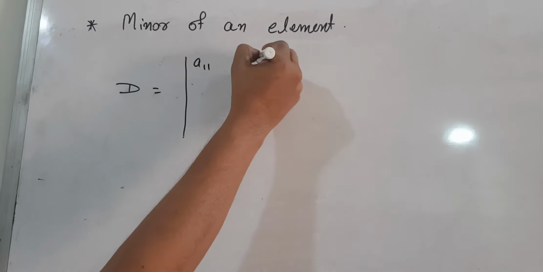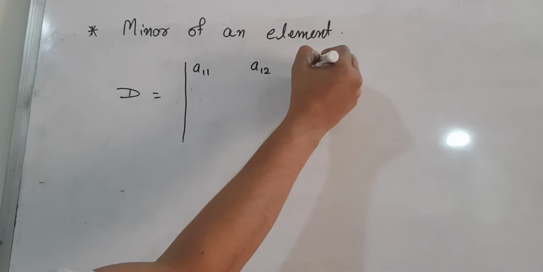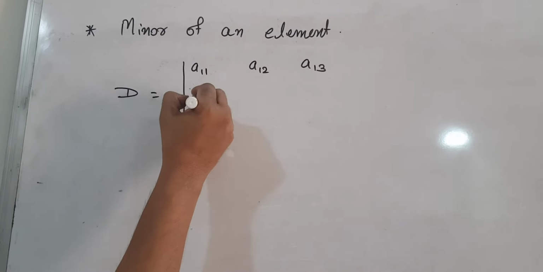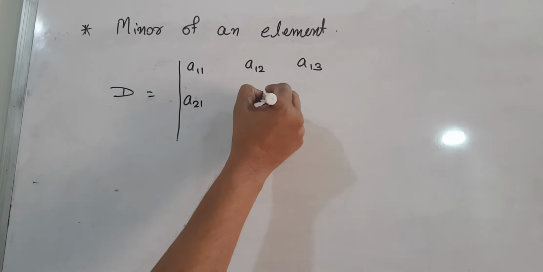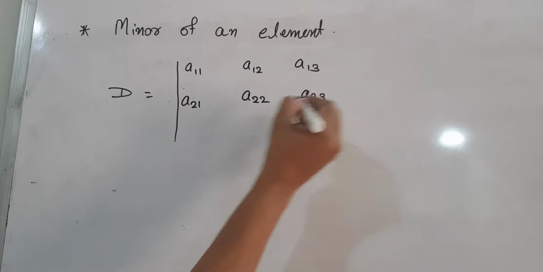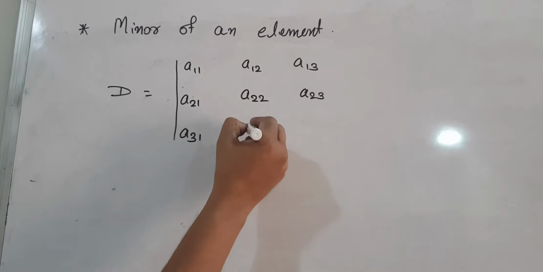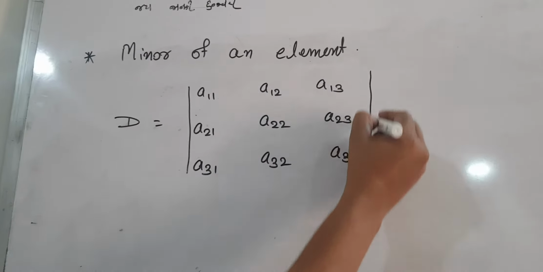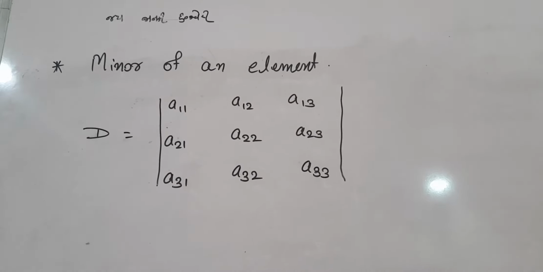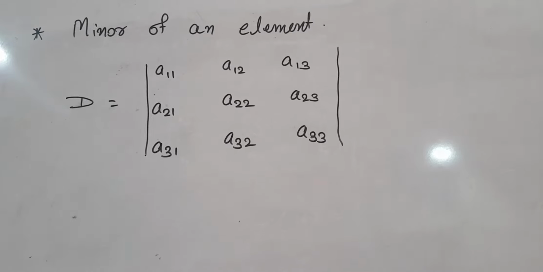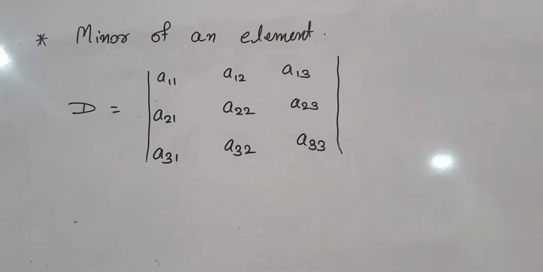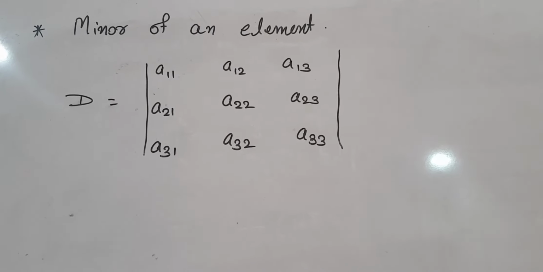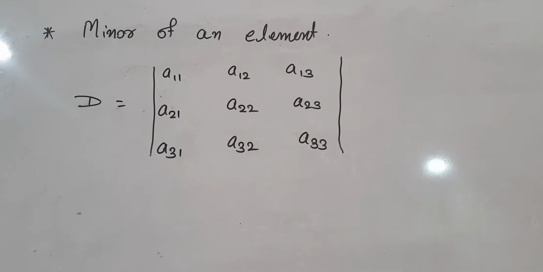A11, A12, A13, A21, A22, A23, A31, A32, A33. And I have deliberately taken it this way, in place of A1, B1, C1, A2, B2, C2, A3, B3, C3. I took it this way.